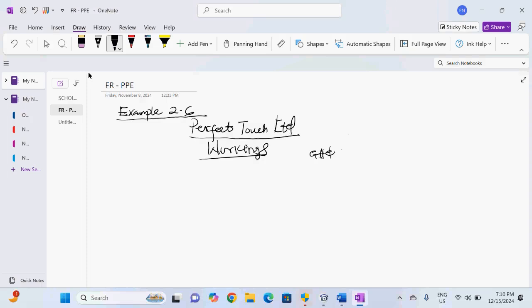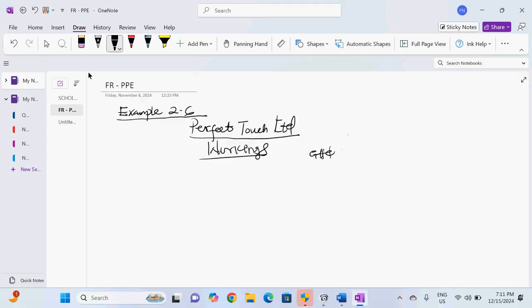So is that the value? Let me read it from my phone. The value of Perfect Touch Limited building on 1st May 2019 was 120,000. So 1st May 2019, and when are we preparing the extracts? That was 30th April, right? So April, May.